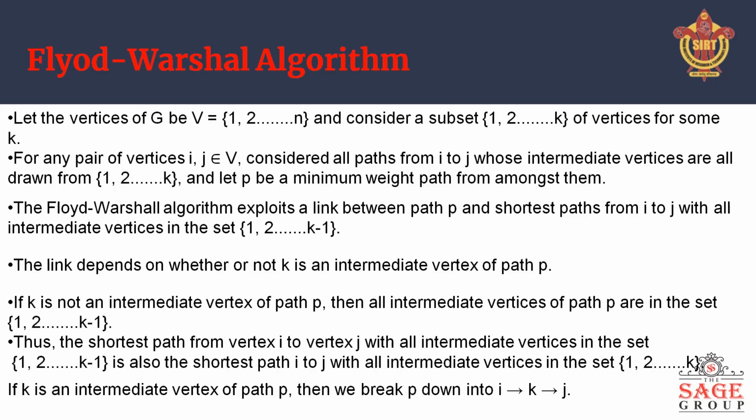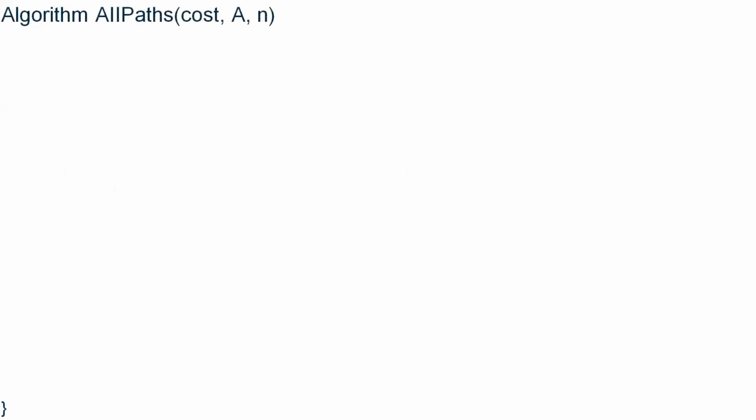If k is an intermediate vertex of path P, then break P down into i to k and k to j. This means we include k as an intermediate vertex, which gives the shortest path between i and j. Now we discuss the algorithm designed by Floyd-Warshall.